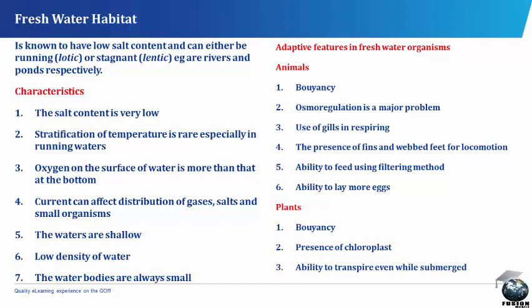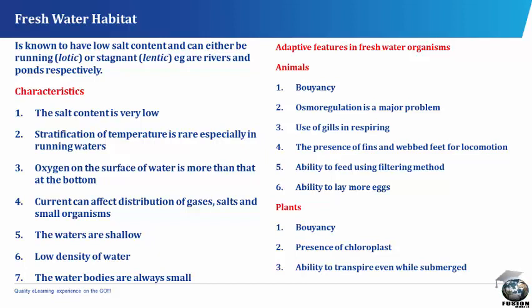Stratification of temperature is rare, especially in running waters. Oxygen on the surface of water is more than that at the bottom. Current can affect distribution of gases, salt, and small organisms. Freshwater habitat waters are shallow. There is low density of water, and the water bodies are always small.